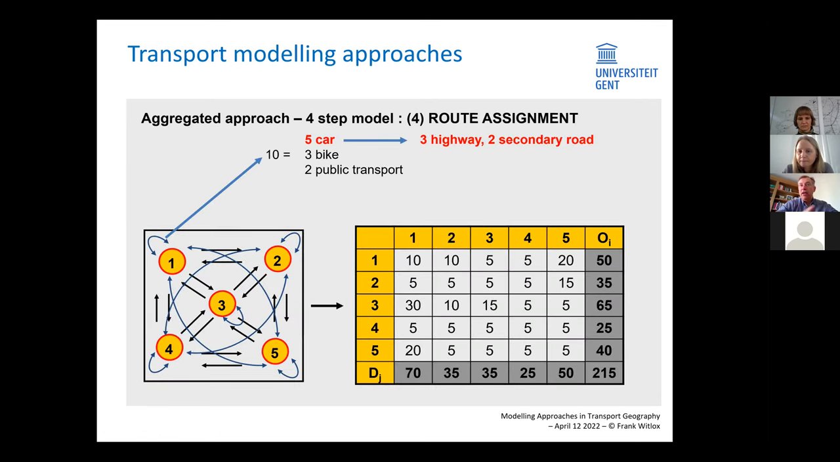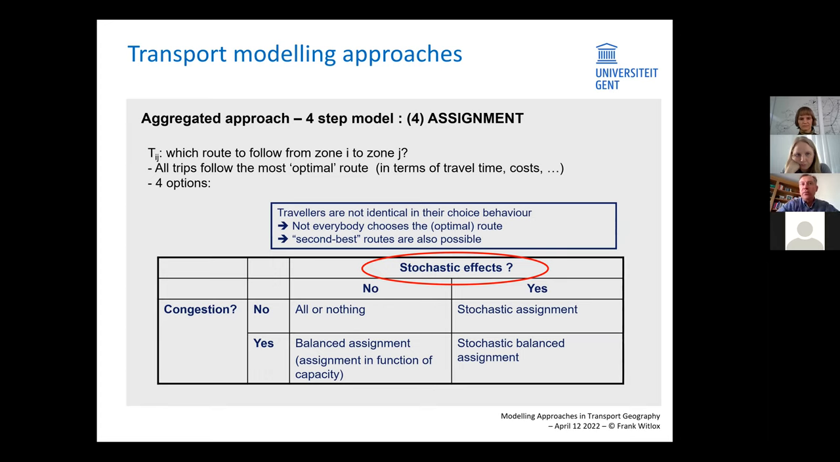And then finally, we have the route assignment. That means that we know that out of the 10 people that go from zone 1 to zone 1, 5 of them take a car. And then we need to know which route they are going to choose. 3 may be choosing the highway and 2 choosing the secondary road. So we need to know why they choose the highway, and why the 2 others choose maybe a secondary road. The way forward here is by means of what is referred to as an assignment problem.